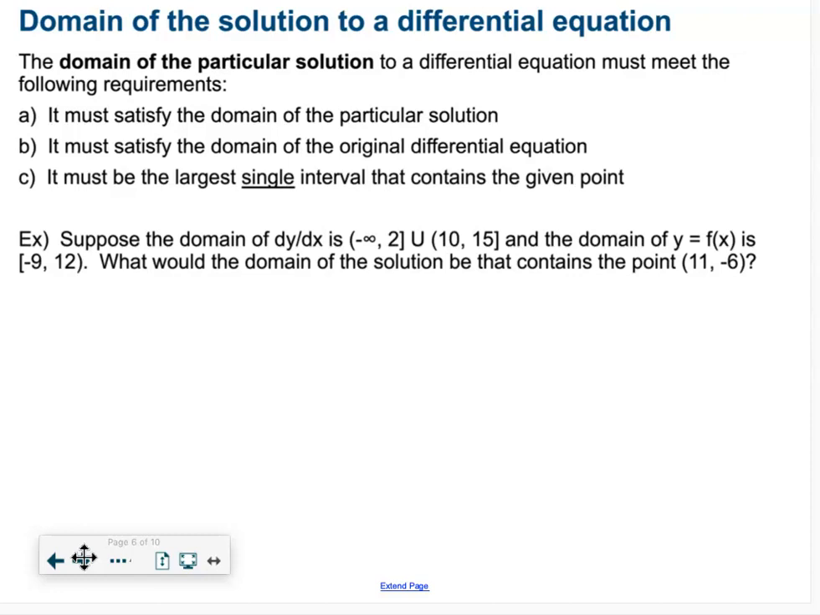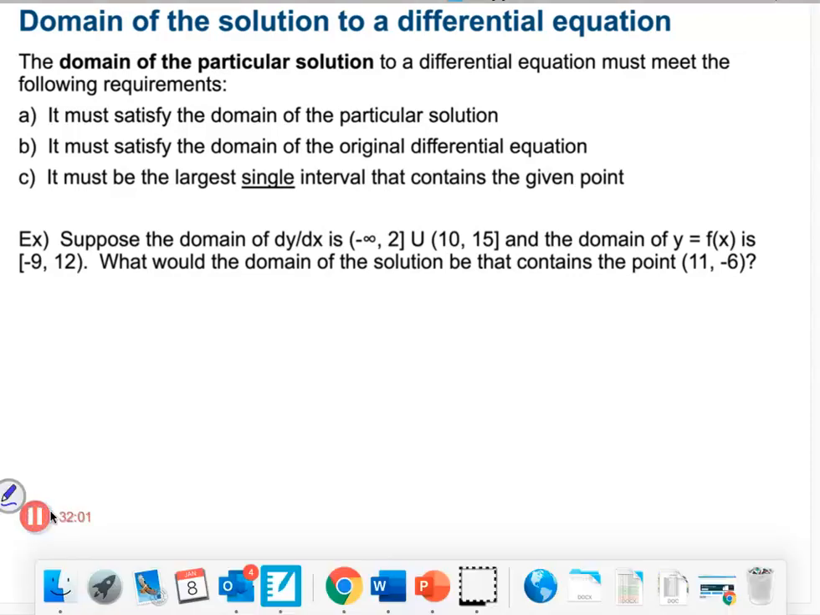All right. So I want you guys in your groups to take a minute and kind of chew on this. So suppose the domain, this is just to walk you through this process, and then we'll put it all together. But suppose the domain of your differential equation is negative infinity to 2 union 10 to 15. And the domain of the solution is negative 9 to 12. What would the domain of the solution be that contains the point 11, negative 6? So see what you can do with this in your groups. I'm going to give you about a minute or two to just kind of discuss. This is my visual method for finding an intersection of domains.